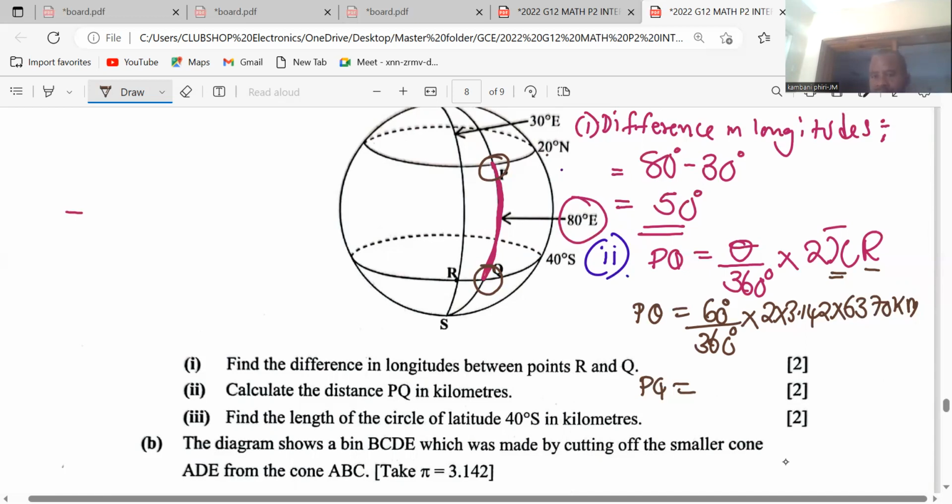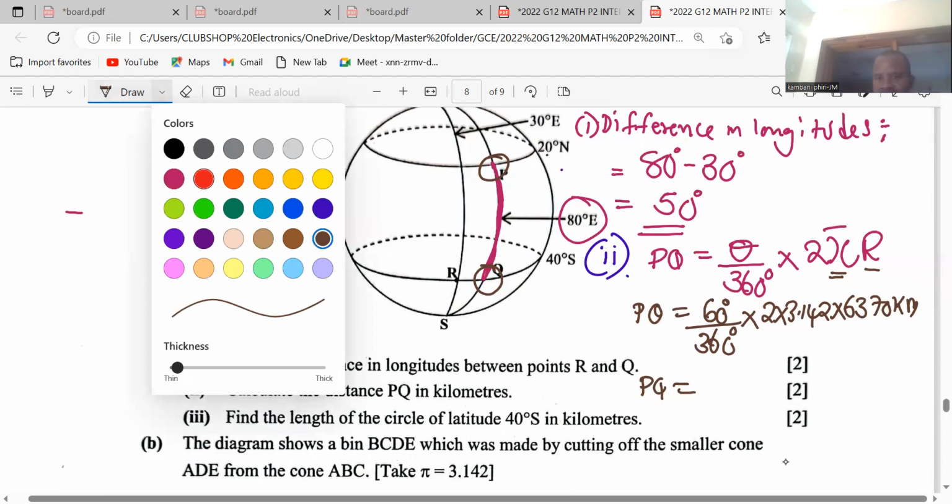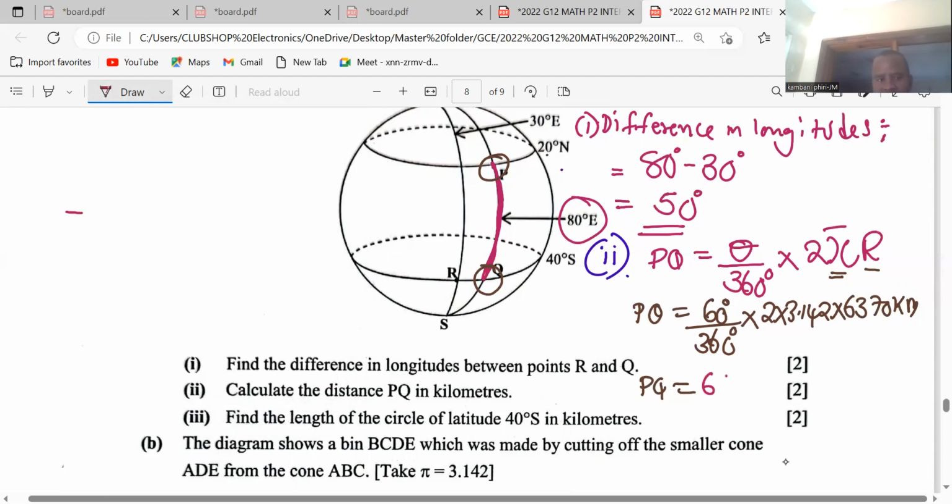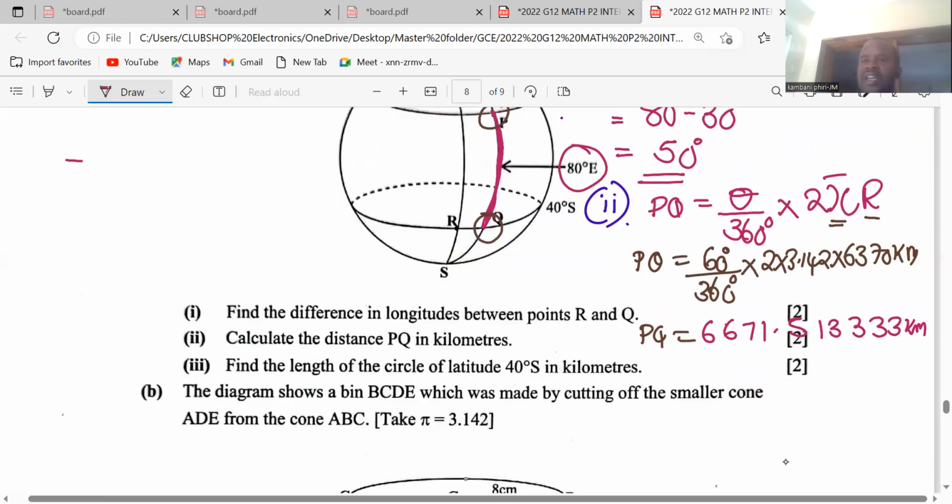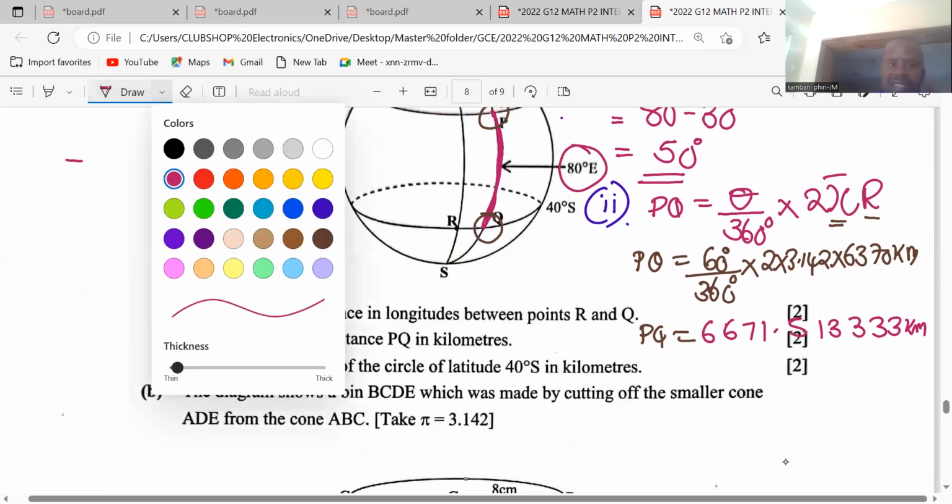What do we get? So we get this value 667, 1.5, 13333 kilometers. But we should round it off to 3 significant figures. That is what is demanded.